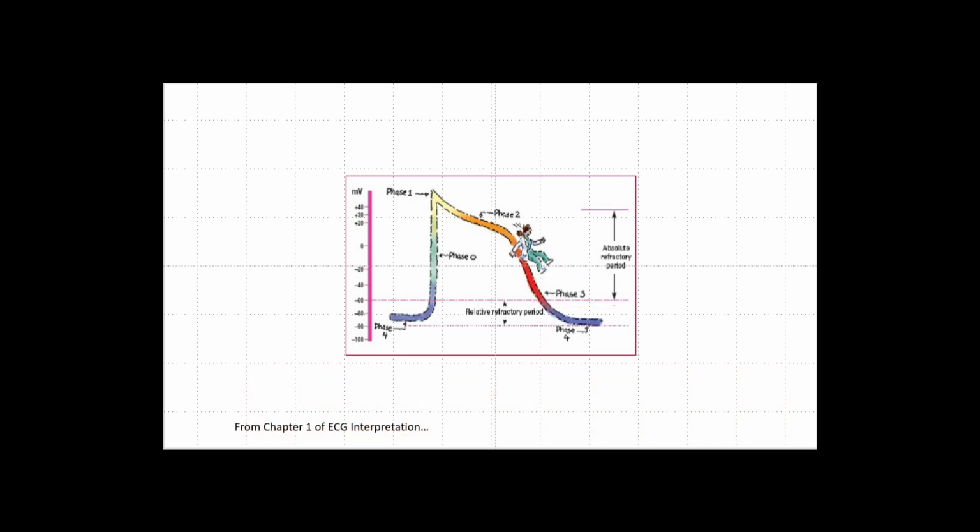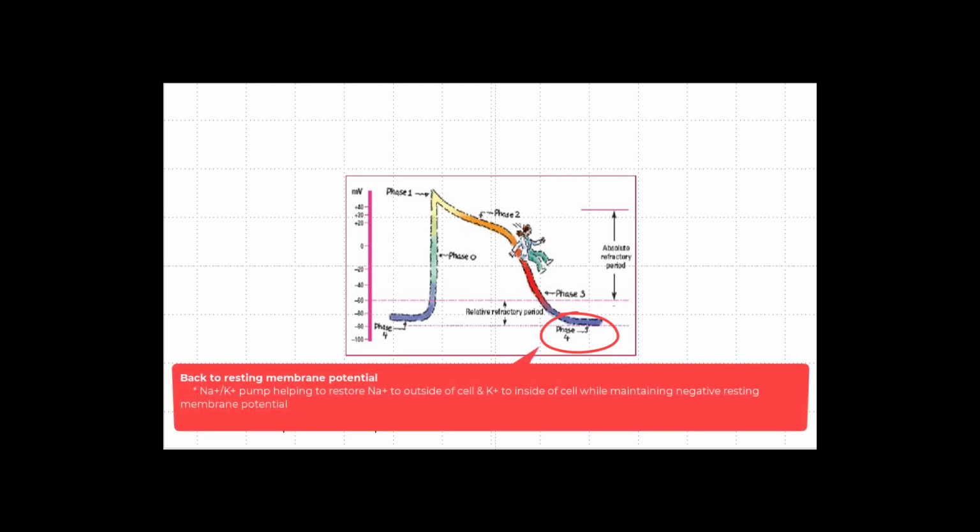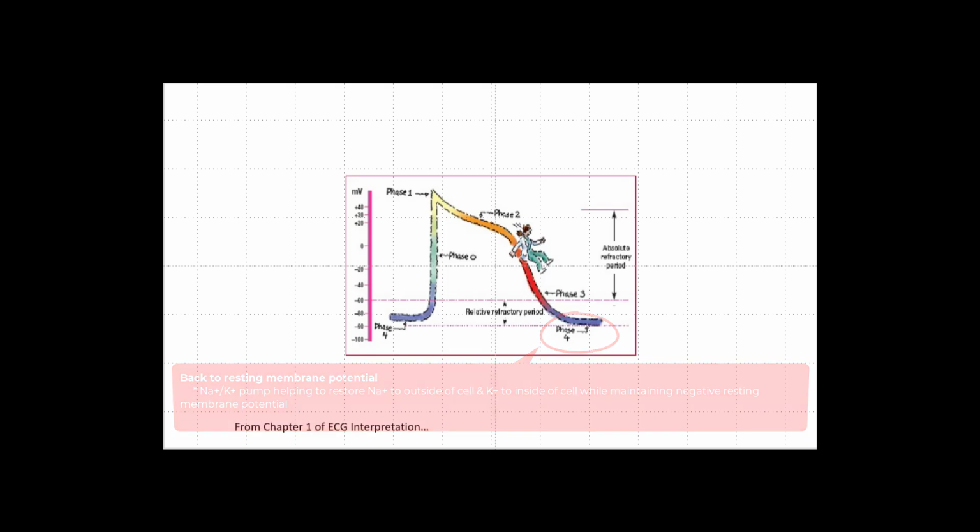At the end of phase 3, we end up in phase 4 again. So during phase 4, we have the sodium-potassium pump trying to restore those sodiums back on the outside of the cell, trying to restore the potassiums back on the inside of the cell. And that's also going to help keep the membrane potential in the negative region.